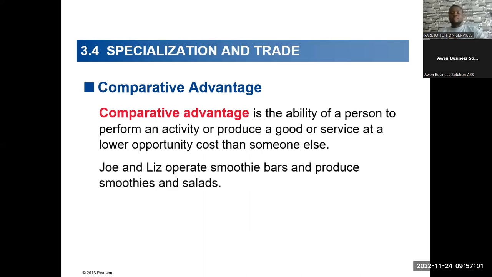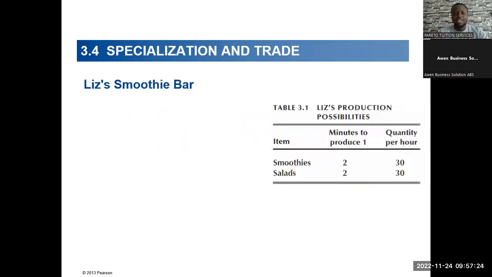So when we do have comparative advantage in production, we have to specialize, and then we engage in trade. So let's use this example to demonstrate specialization and trading. We are taking these 2 people, Joe and Liz. They produce smoothies and salads. They both produce their 2 goods, okay? Now let's look at how they can come together and trade, okay? Now let's go to Liz's smoothie bar.